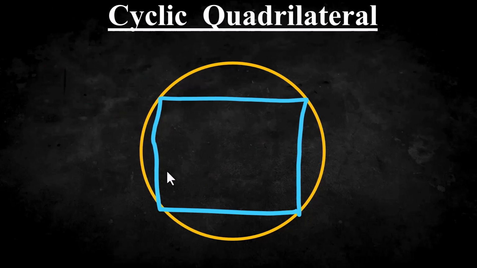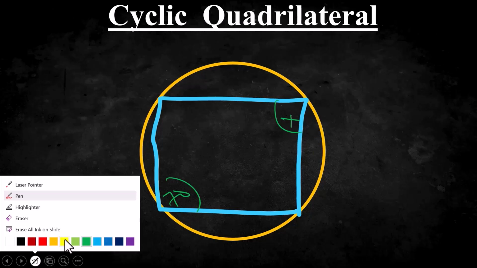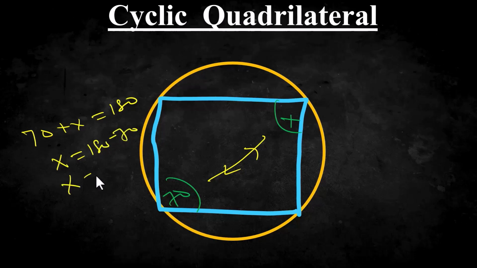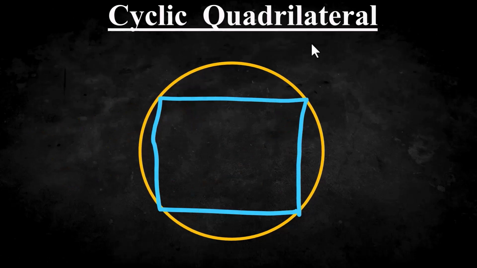If this side is 70 and this side is Y, what is X? It's straight away adding the two and equating them to 180. So 70 plus X is 180. Therefore X is the same as 180 minus 70, so X is straight away 110. Remember, when we sum the two, you get 180. And if this side is 60, you should know this side is 120.